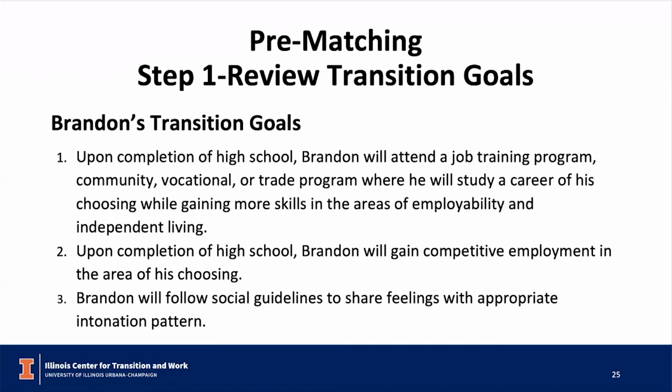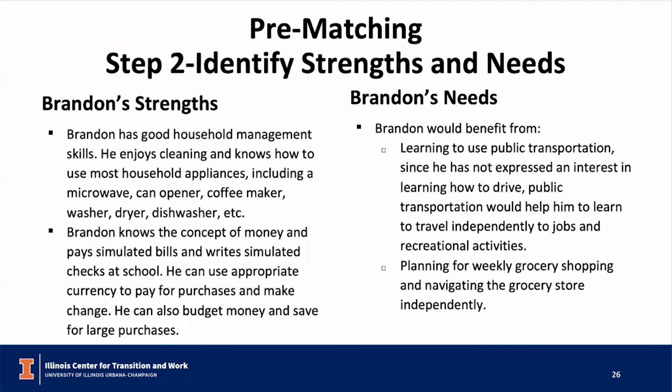And then last, Brandon will follow social guidelines to share feelings with appropriate intonation patterns. So for Brandon, this is a social goal, but this is also an independent living goal, right? This is something that he's going to need to be able to do in both an employment setting and daily life. So these are his transition goals that we will be matching. And the next step is to look at the strengths and needs of Brandon. So some of Brandon's strengths are that he is really good at household management skills.